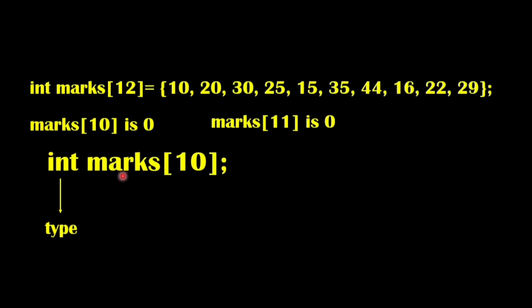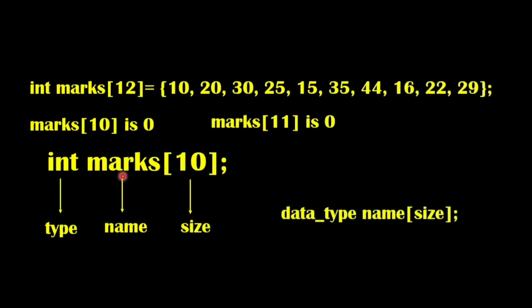What is marks? Marks is the name of the array. Then what is 10? 10 is the size of the array. So how do we declare an array? You have to write the data type, the name of the array and the size of the array.